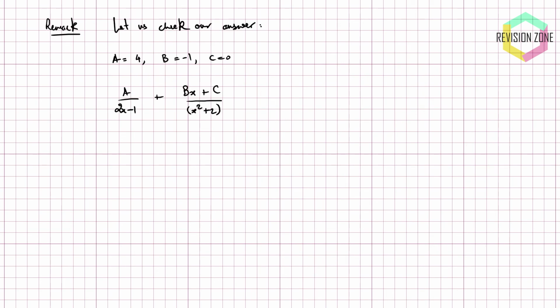Let us quickly check our answers just to make sure we didn't make a mistake. Of course, the partial fraction we were trying to work out was something of that form, and we know what a, b, and c are. So I'm just going to put that in. So I'm just going to say 4 over 2x minus 1, and then b is obviously minus 1, so it's going to be minus 1 times x, and the c is 0. So actually, I just get that, which can be written in a much nicer way as 4 over 2x minus 1 minus x over x squared plus 2.